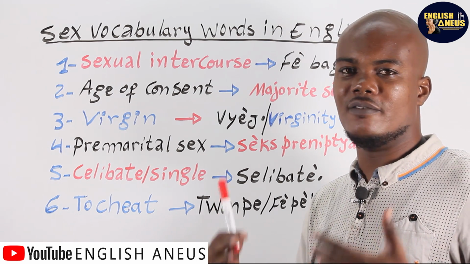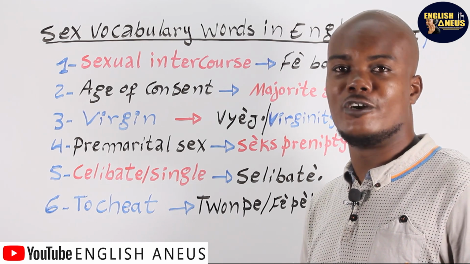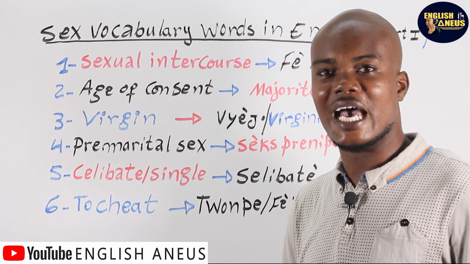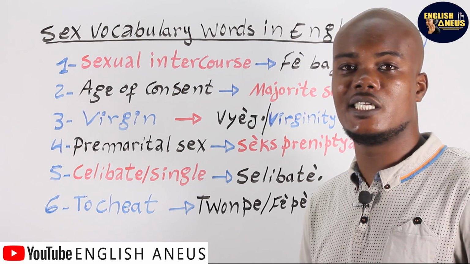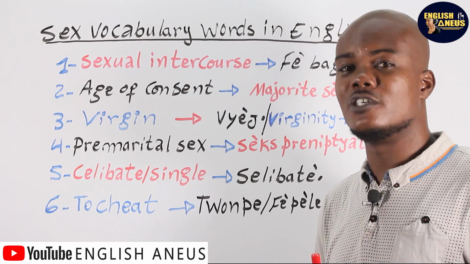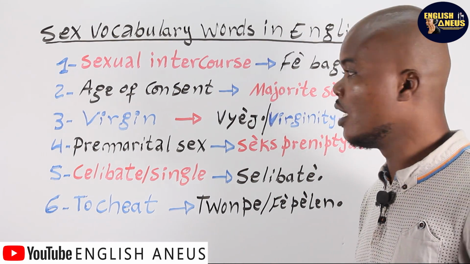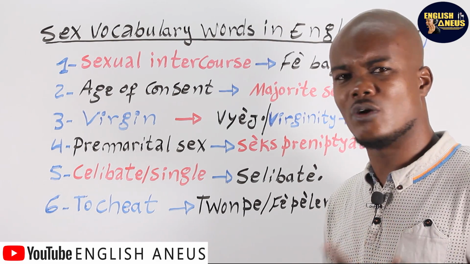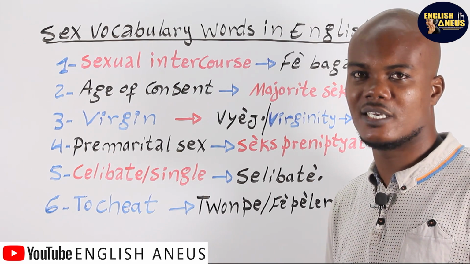And how do we say vierge in English? Virgin. When someone is a virgin, this person has never had sex. Good. And how do we say virginité? It's virginity. Good. And how do we say sexe prénuptial, sex before marriage, in English? Premarital sex. Premarital sex. That's great.